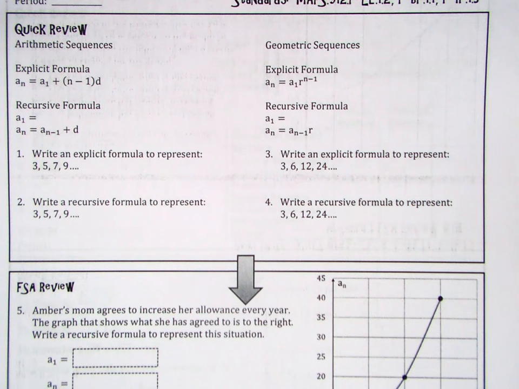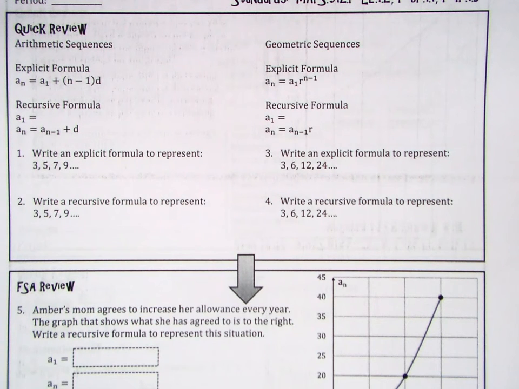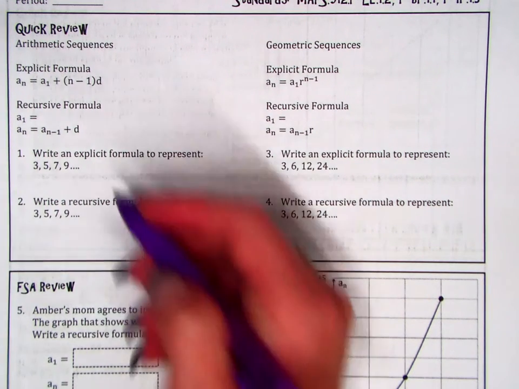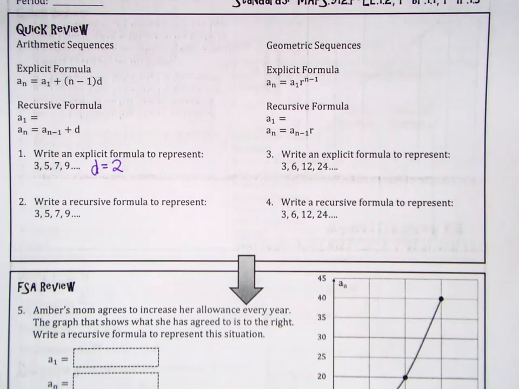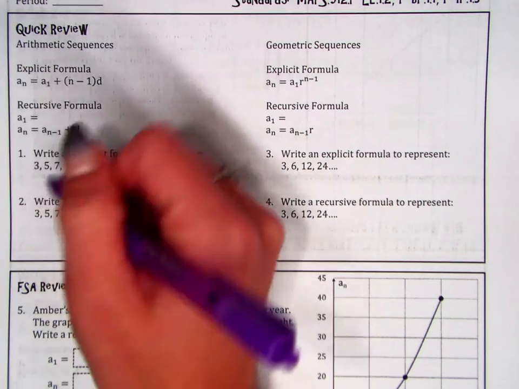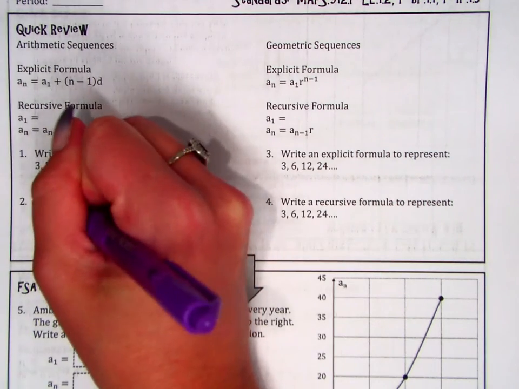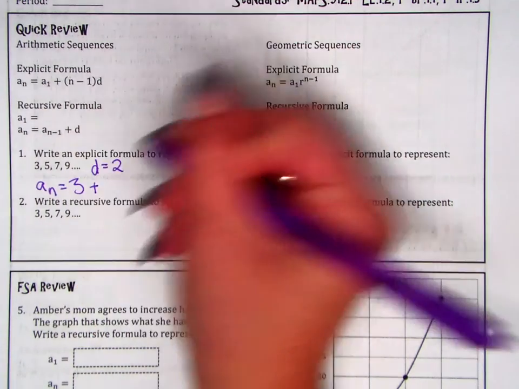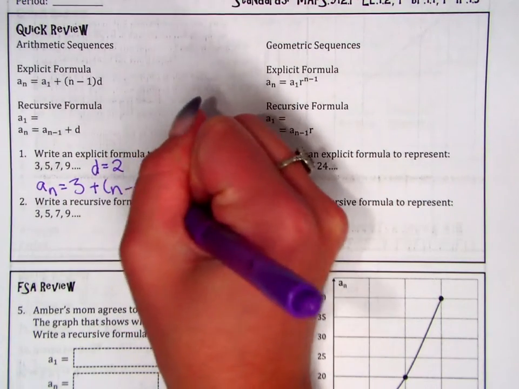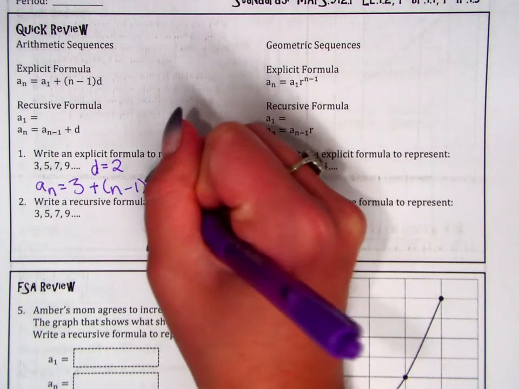Alright, so the first one says to write an explicit formula to represent 3, 5, 7, 9. First thing I have to do is find the common difference. My common difference here is equal to a positive 2 because I'm adding 2 each time. Once I figure that out, I can go ahead and write my explicit formula: a sub n equals my first term, 3, plus n minus 1, which means the next term, times 2.